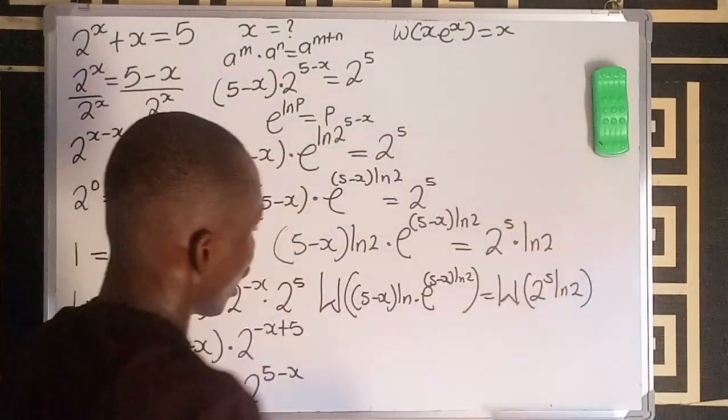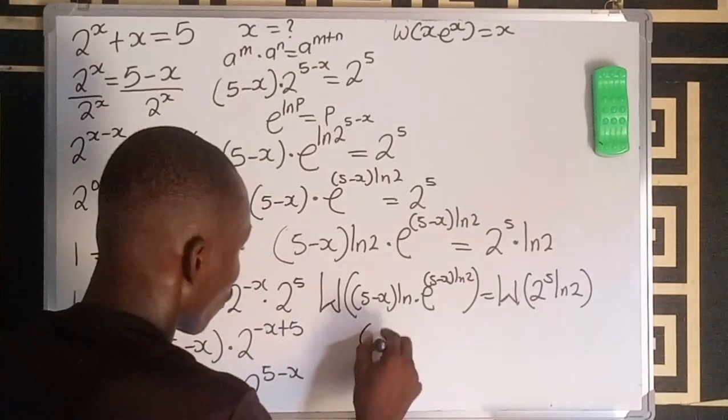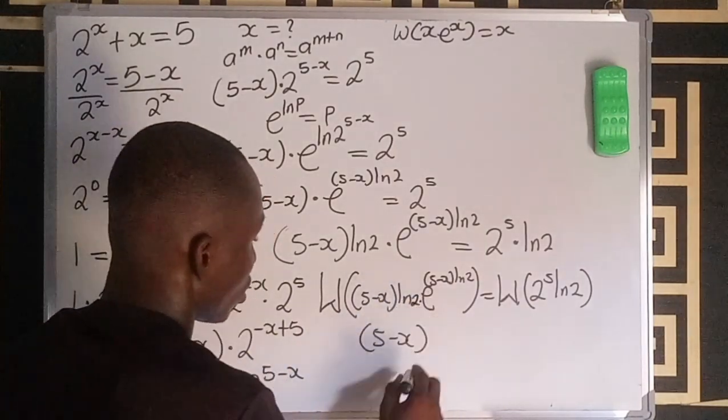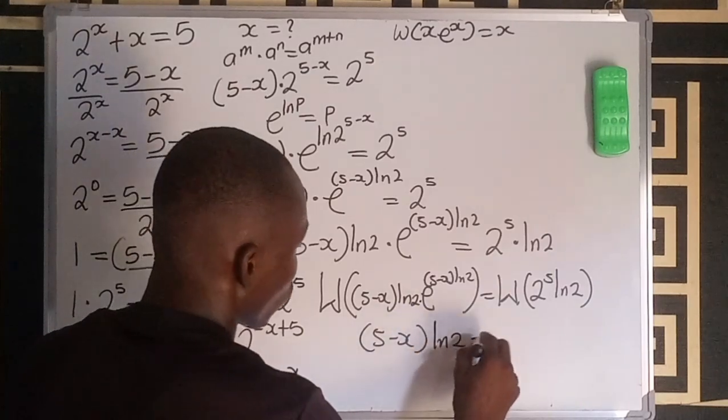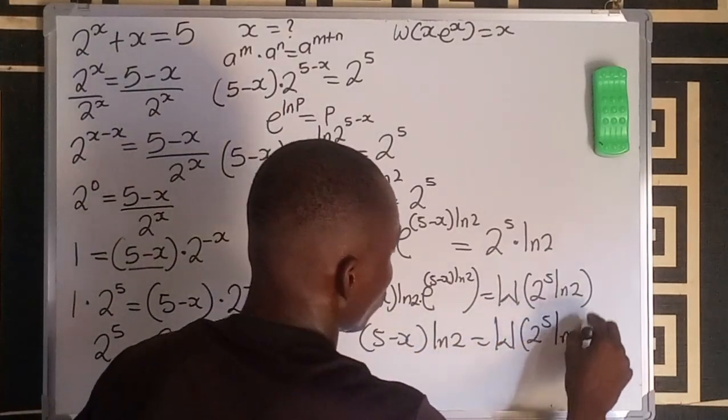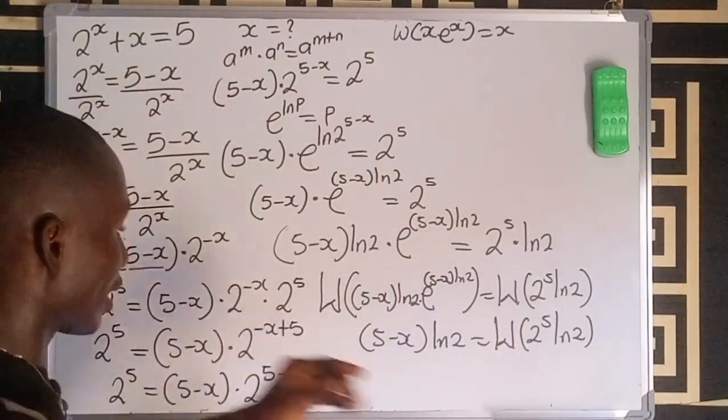All right, at this point, this will just give us what? 5 minus s ln what? Yes, ln 2. ln 2 equals the derivative function of what? 2 to the power of 5 ln 2. But I want to do another interesting thing here.